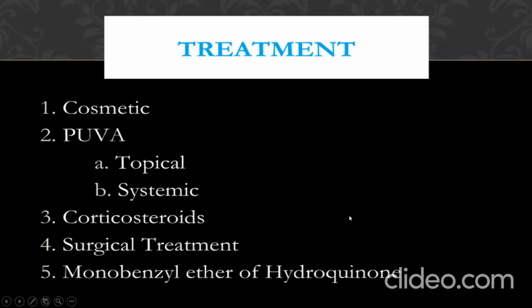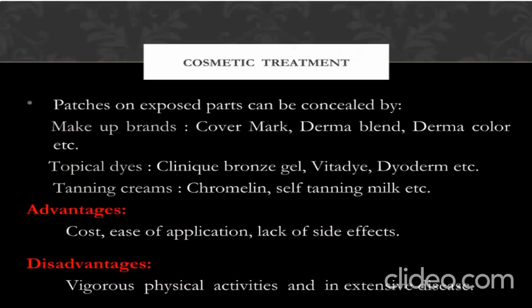So treatment includes 5 types. Cosmetic treatment. Second one is PUVA, psoralen plus ultraviolet irradiation, which includes topical and systemic treatment. Third one is corticosteroids. Fourth is surgical treatment. And last one is monobenzyl ether of hydroquinone. So first is cosmetic treatment.